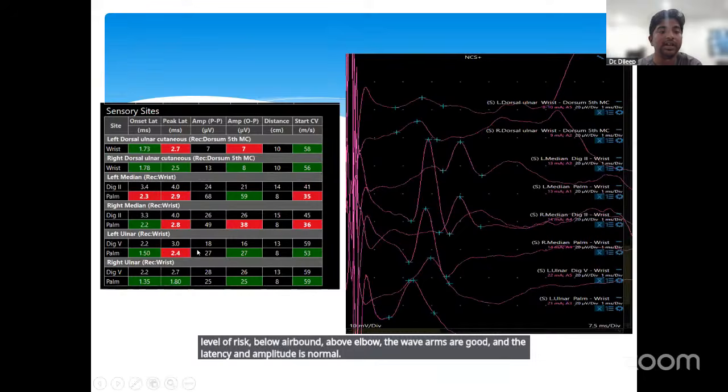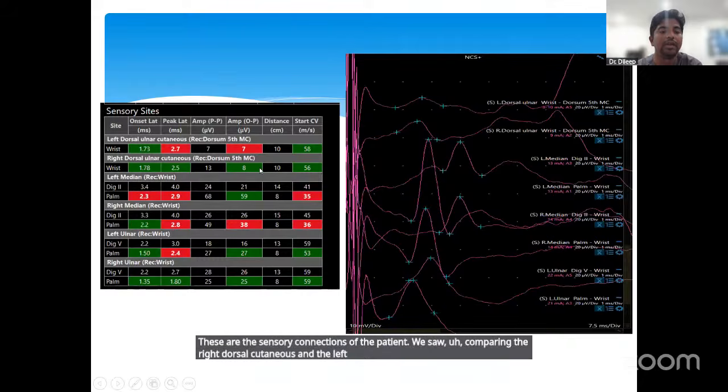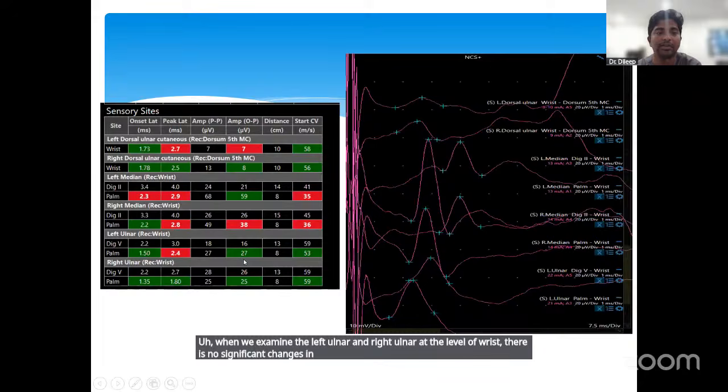These are the sensory conductions of the patient. Comparing the right dorsal ulnar cutaneous and the left dorsal ulnar cutaneous, they are in the same range, 8 on the right and 7 on the left, with the velocities being normal. When checking the left median and right median, it was a normal range, that is 21 and 26. There is no significant difference. When we examine the left ulnar and right ulnar at the level of wrist, there are no significant changes in the left ulnar also.